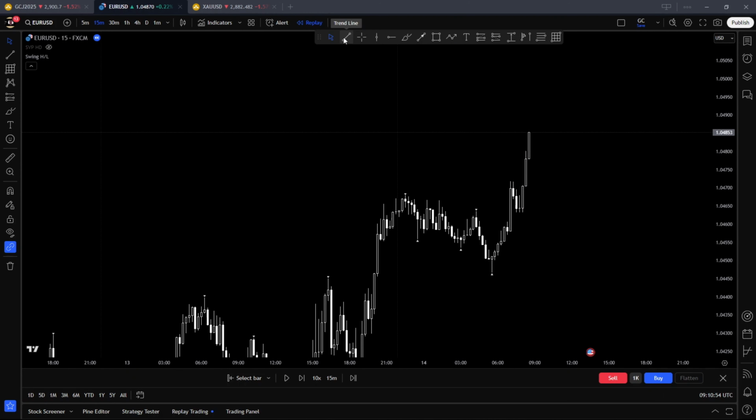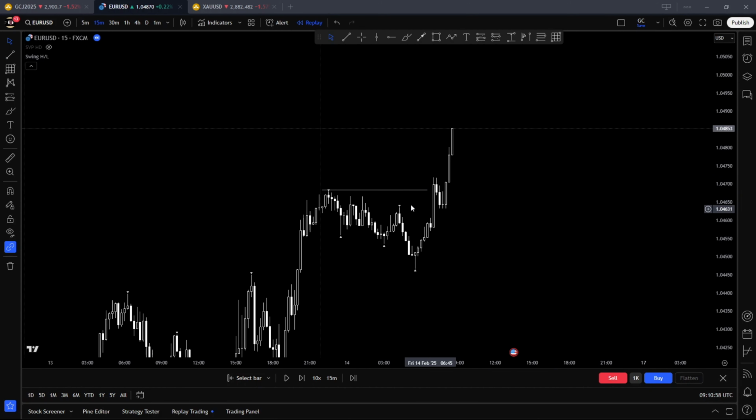Now you can see clearly that we had our breakup structure here, like we've pointed out several times. Now after this breakup structure, what happened? Price put in a structure low, and then failed to tap into this demand. So this pullback becomes incomplete.